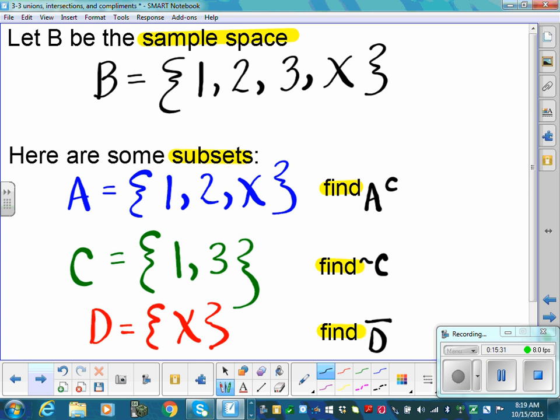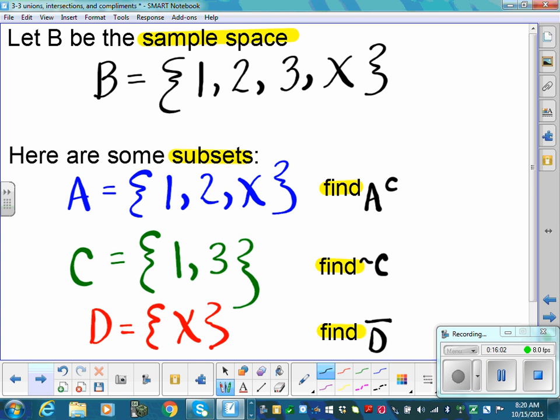So A is a subset because it only contains 1, 2, and X. We left out what? 3. You see how that's a smaller piece of the bigger one. And then C is also an example of a different subset, just an example of a totally different subset. 1 and 3, because that's only a small piece of my entire sample space. And then D is also an example of a subset. It's just a smaller piece of the full sample space. So these are subsets. So we're going to go through and find a complement.